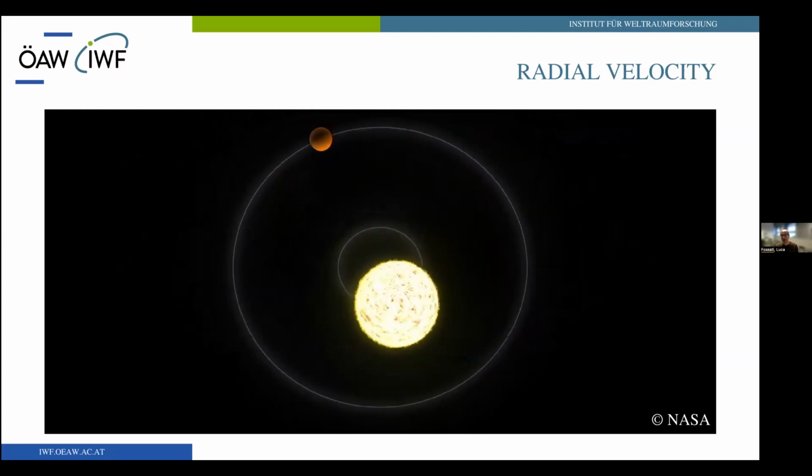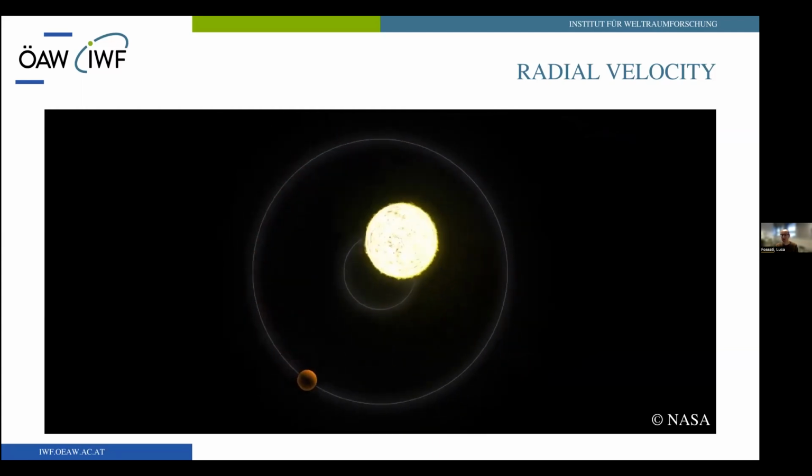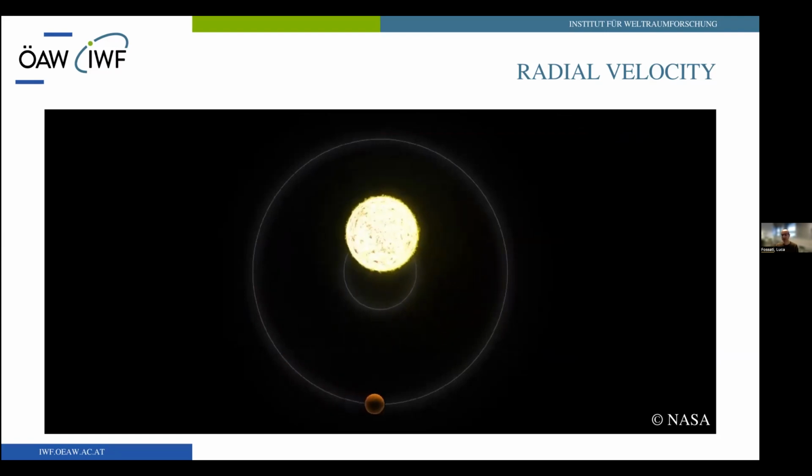And we can measure the radial velocity of the star, we can measure this motion, we can measure the periodicity and the amplitude of this motion, and from it we get the different orbital parameters of the system, and most importantly, the mass of the planet, or better, the minimum mass of the planet, because there is also the inclination of the orbit to be taken into account.